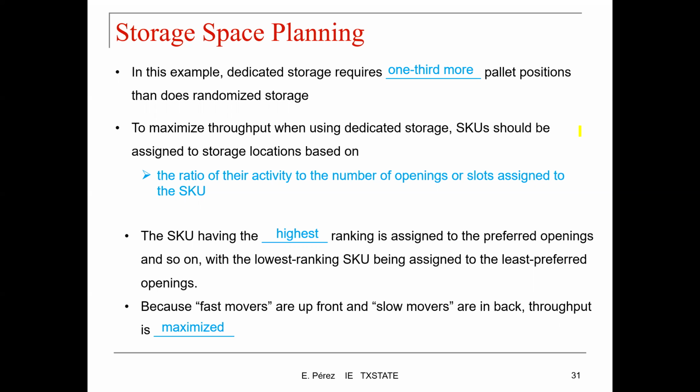So the idea here is that with this dedicated storage, you have the space in the warehouse and you are trying to accommodate those items in locations that are easy to access if they have a high volume of demand. For those items that are not moved as fast, you want those to be located in positions that you don't have to look for very often, so you can put them in locations that are not visited a lot by the picker. So fast movers will be up front and slow movers will be in the back.